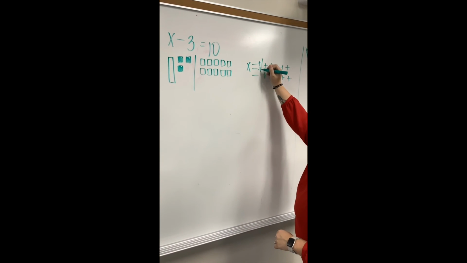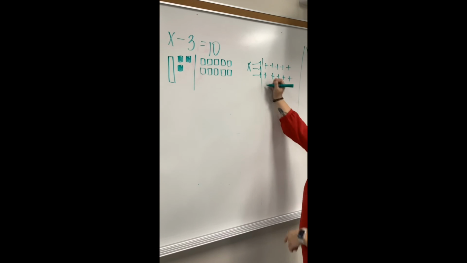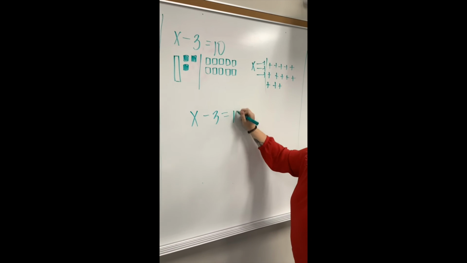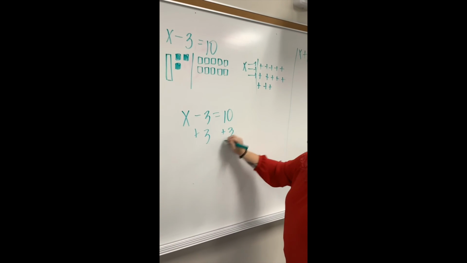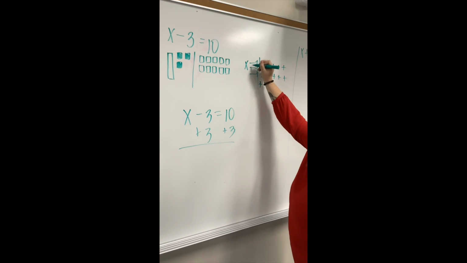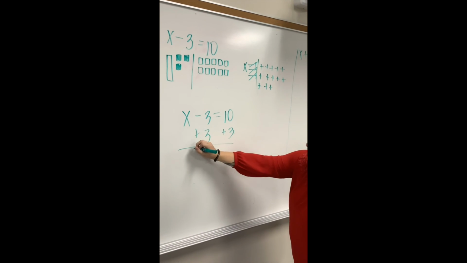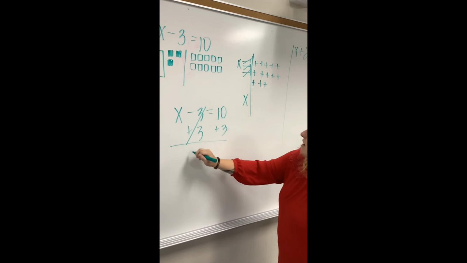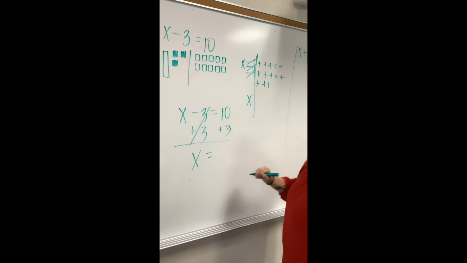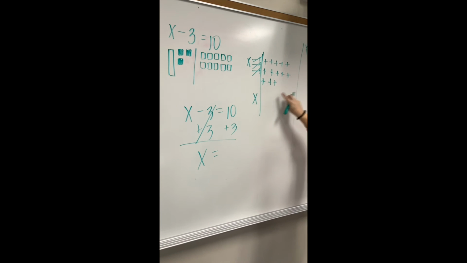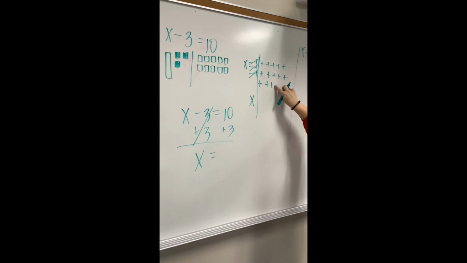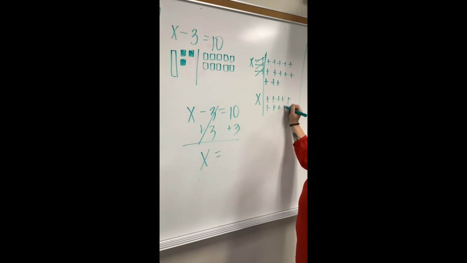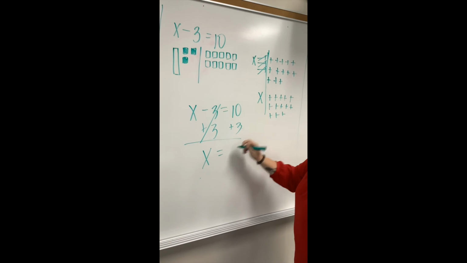So I will add 3 positives to both sides to maintain balance. What I've done mathematically is I've added 3 to both sides. My 0 pairs will simplify to 0. And on the left-hand side of my equation, I'm left with just 1 whole x. And on the right-hand side, when I simplify that expression, I had 10 positives and I put 3 more. So now I have 13 positives. So x is equal to 13.